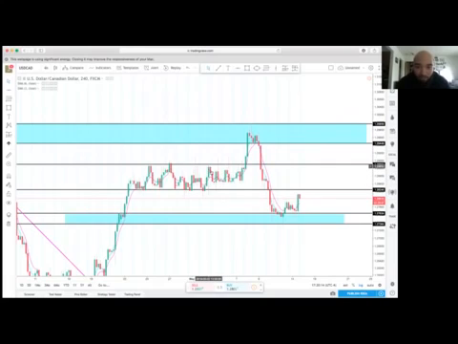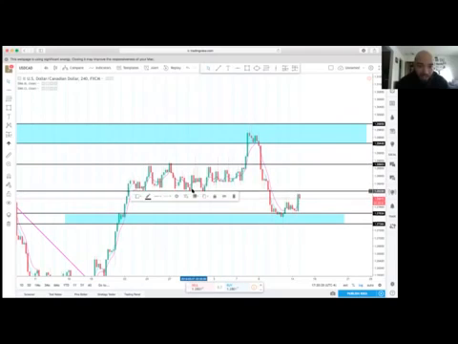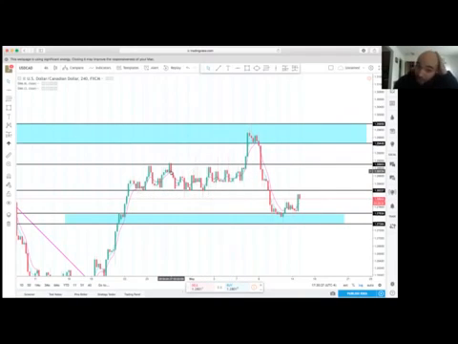Don't be trying to force trades because you don't know which way it's going to go. You can get in for the buy and then it drops on you. You can get in on a sell and then it goes up on you. That's what happens in this consolidation.